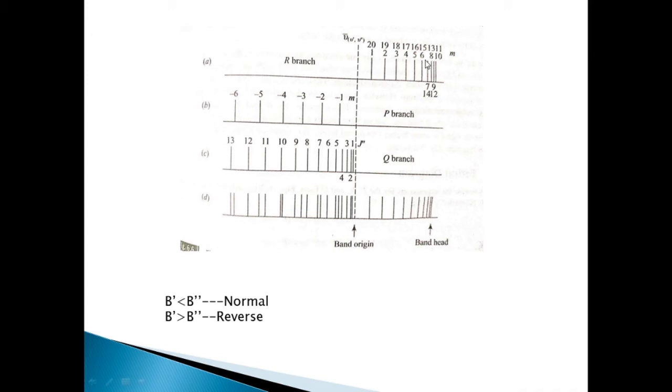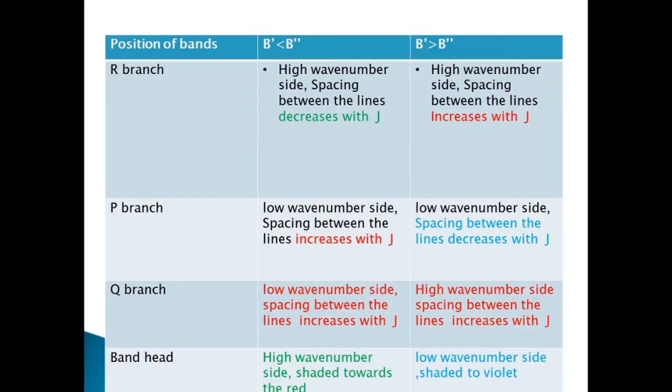Here you can see the R branches, P branches, and Q branches. The combined effect of P, Q, R branches. This is the band head, band origin, and the right band origin. At the high wave number side R branches, at the lower wave number side P, and a mixture of P and Q lines are observed. Okay, this is the normal case.